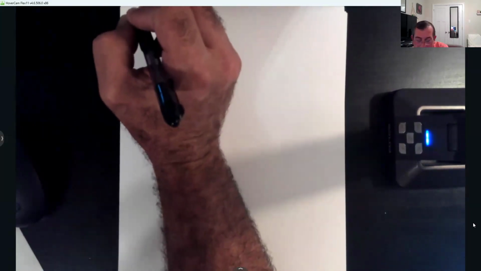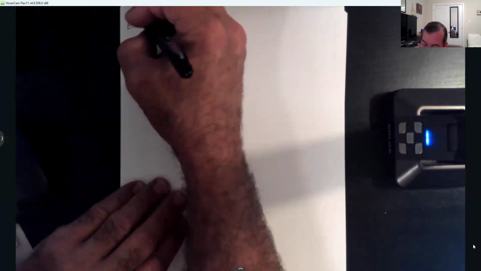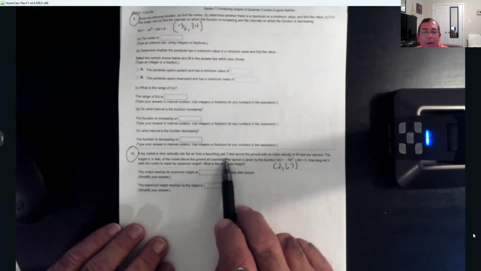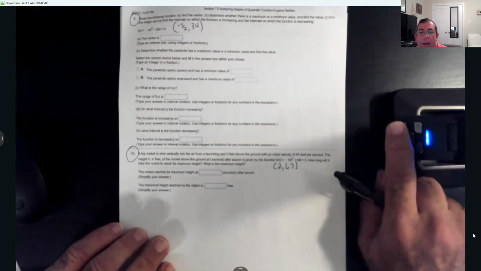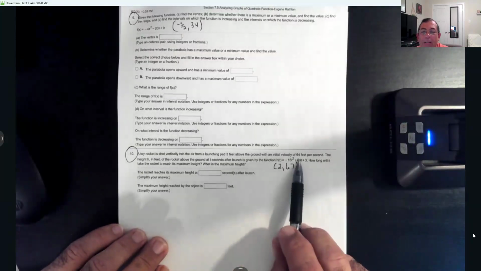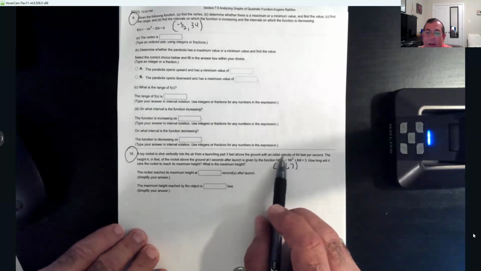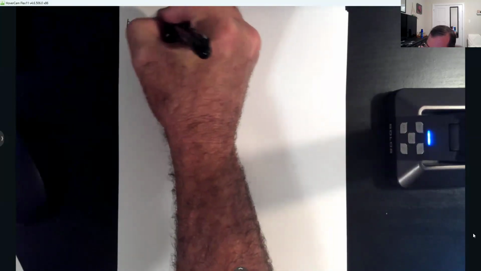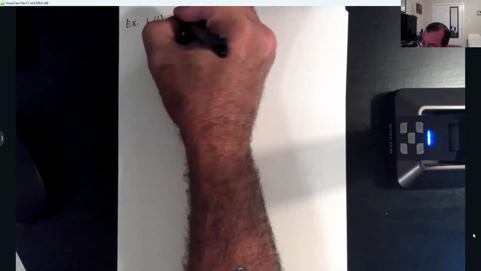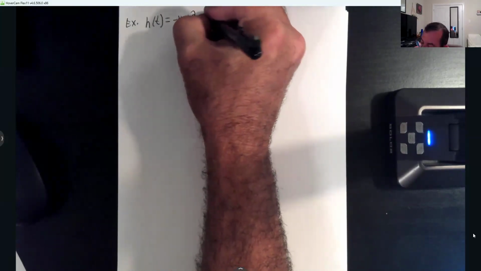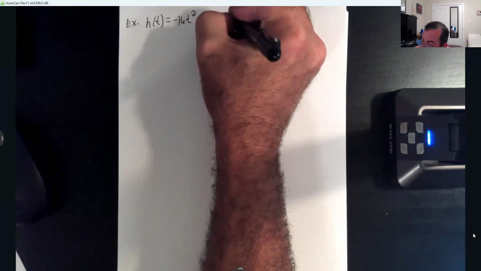All right, y'all. So the last one was just an application problem. I'll show you what the problem says. A toy rocket is shot vertically into the air from a launching pad, with a velocity, blah, blah, blah. We don't care about all that. What we care about is this equation right here. So let me write this down. It's h of t equals negative 16t squared plus 64t plus 3.